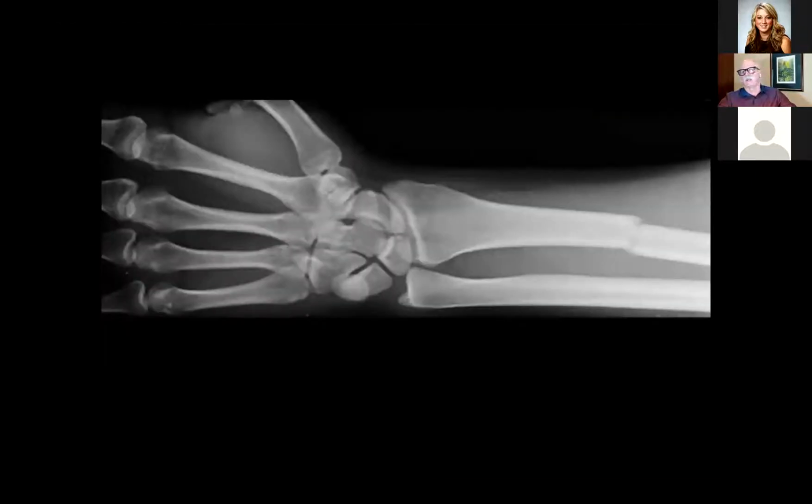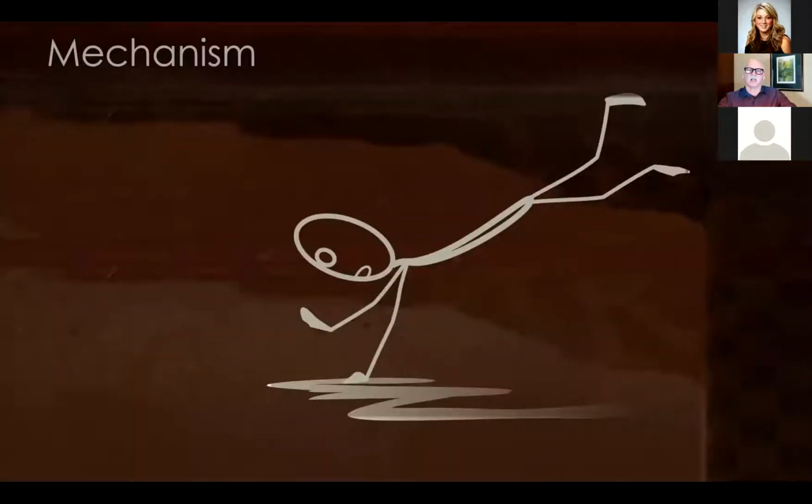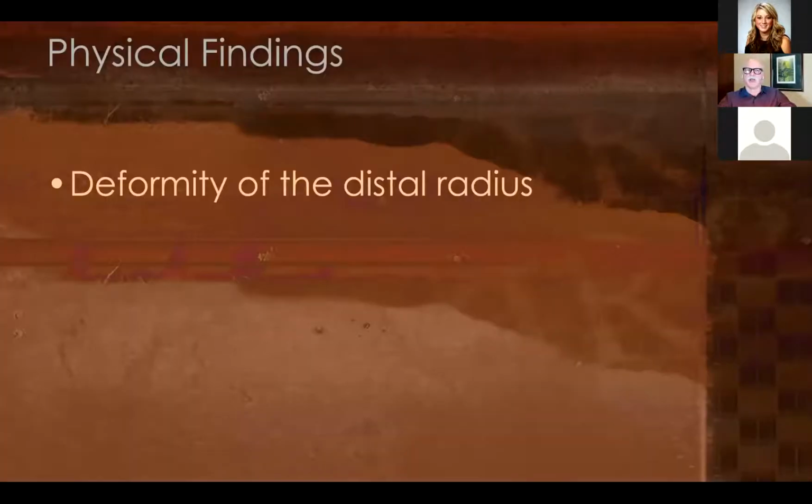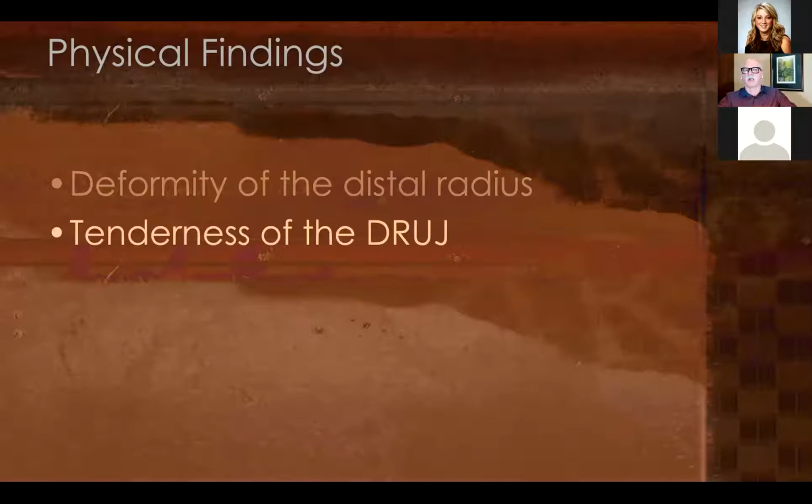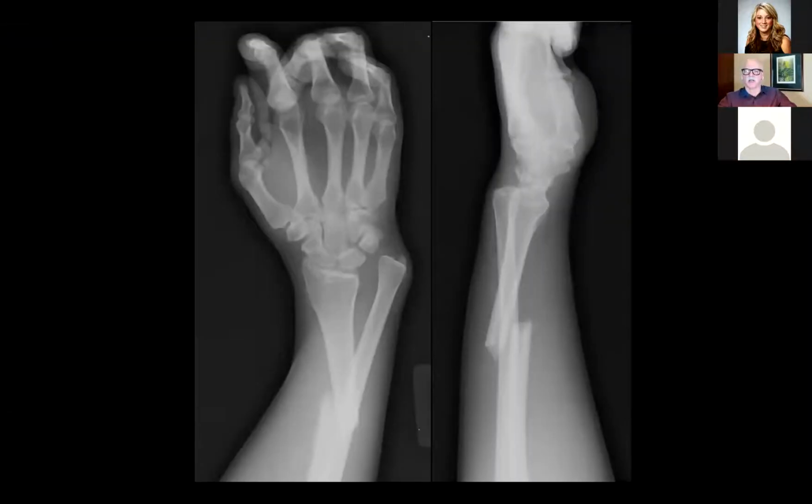So back to our original problem, we have the fracture of the radius. Where's part 2? It's got to be in the ulna. And here it is. The ulna is much too long. It's slightly displaced. And we have a dislocation of the DRUJ. So you have a fracture of the radius, dislocation of the distal joint, and that's the combo that makes up Galeazzi injury. Well, the mechanism of this is in some form a FOOSH injury, and there'll be deformity at the distal radius, tenderness at the DRUJ.